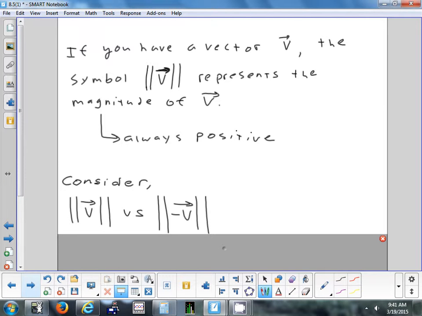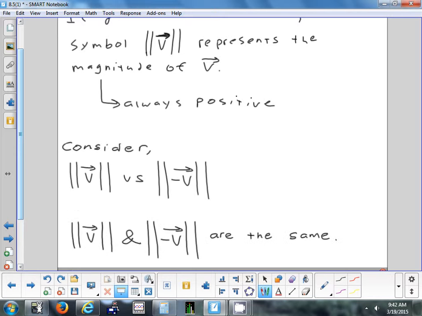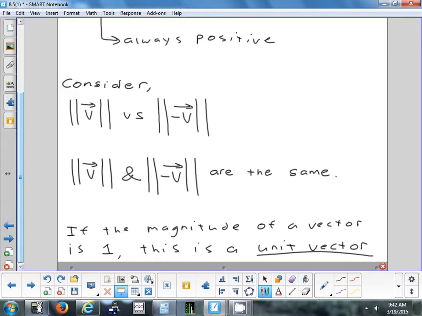So thinking about what I just said, what would be the difference between the magnitude of v and the magnitude of negative v? Josh? There is no difference. These are exactly the same thing. Changing the direction something points doesn't change how long it is. Exactly the same magnitude. If the magnitude of a vector happens to come out to 1, that's called a unit vector. We'll study unit vectors in the next lesson quite a bit more.